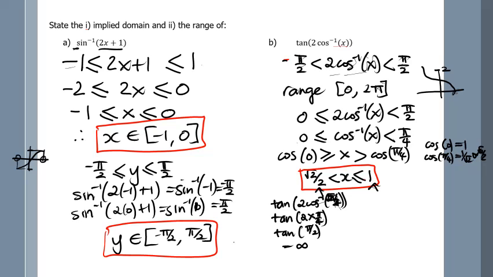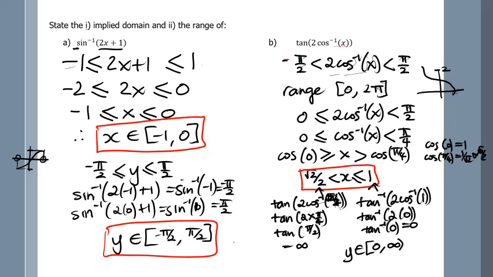Now let's substitute in 1. So tan of 2 cos inverse of 1. We know that cos inverse of 1 is 0. So I get tan of 2 times 0. 2 times 0 is 0. Tan of 0 is 0. So in this case, our range for this function is y is an element of, we can include 0, so square bracket 0 and up until infinity, round bracket with infinity because we can't include infinity. So that is our implied domain for this function, and that is our range for this function.